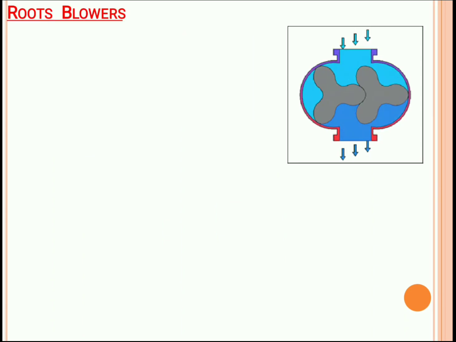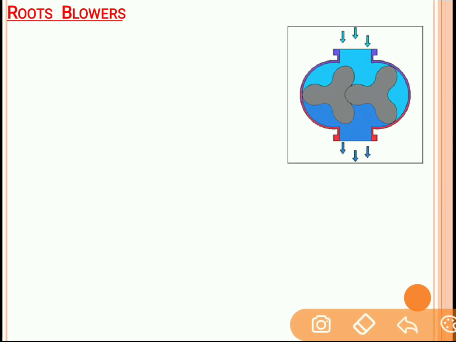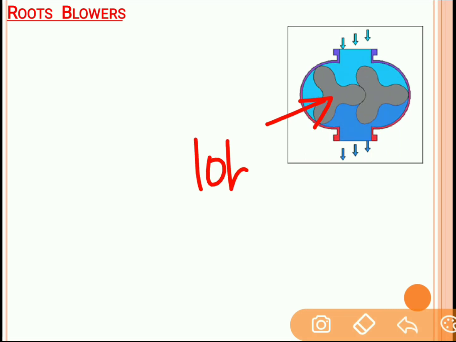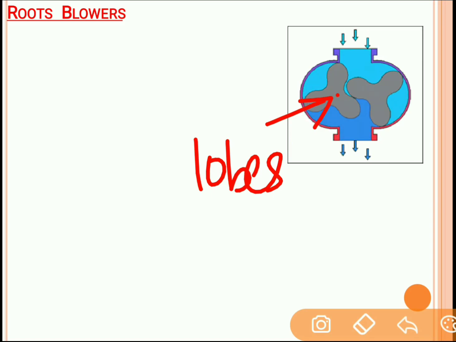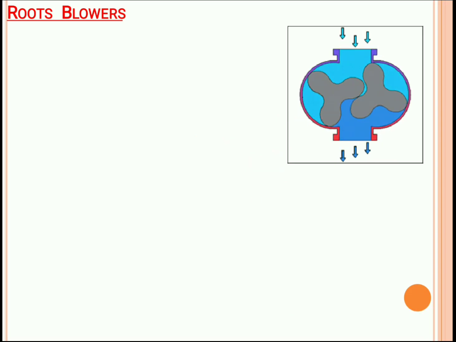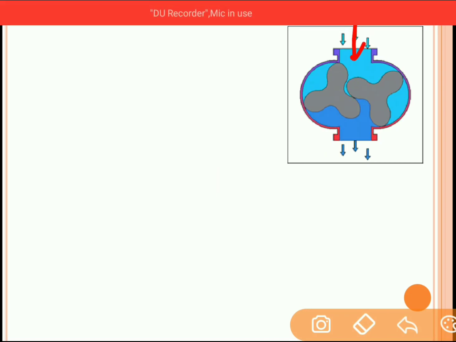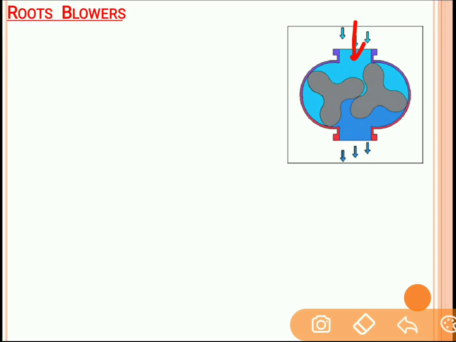As you see in this figure, these are the two roots. These are considered as lobes. One of the lobes is connected to the electrical motor, so only one lobe is connected to the power source. However, the other lobe is rotated due to the rotation of the first lobe. Air enters from the upper end and is entrapped between the lobe and the casing. Between the lobe and the casing, volume reduces and pressure increases, and this pressurized air will move outside through the delivery pipe.